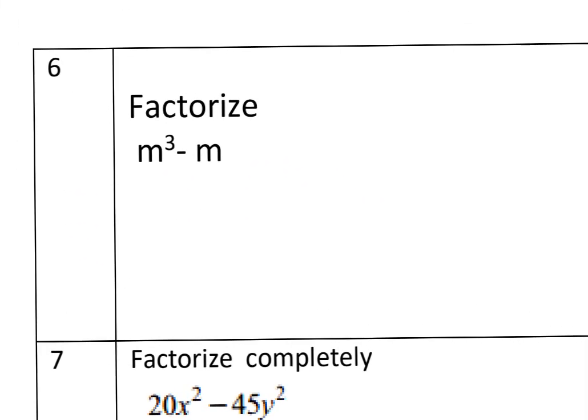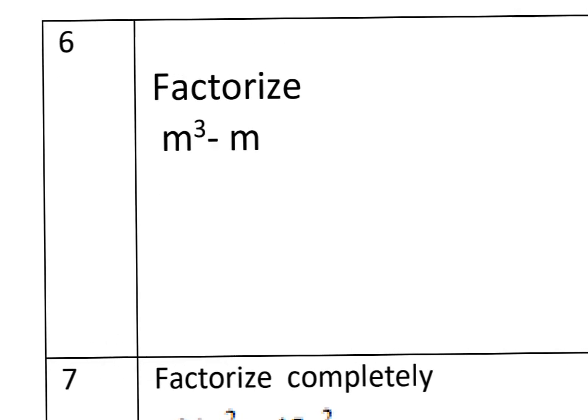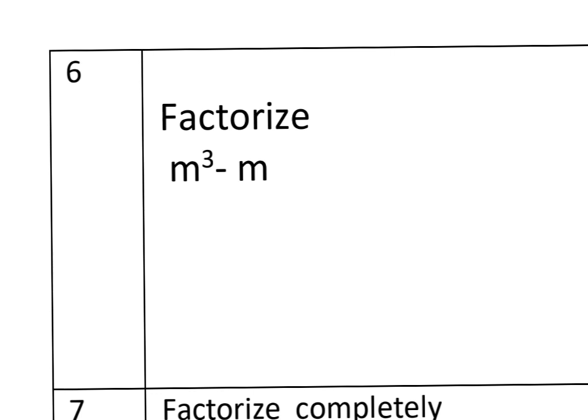Number 6, factorize m cubed minus m. What is the common factor between m power 3 and m? The common factor is m. Take m common, bracket: m times what equals m power 3? m times m squared. m times what equals m? m times 1.